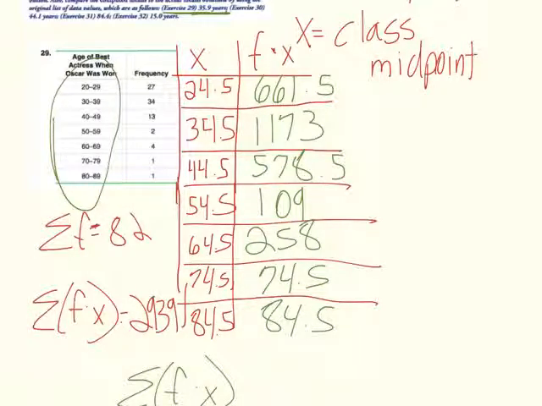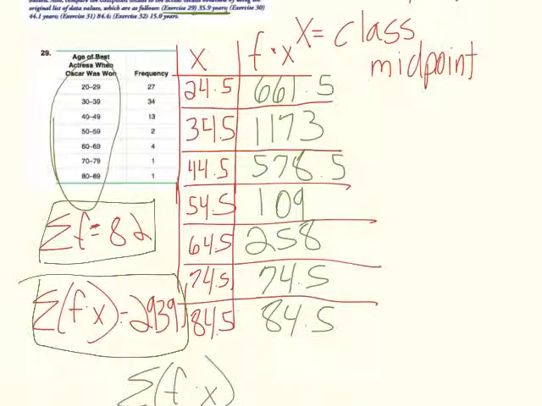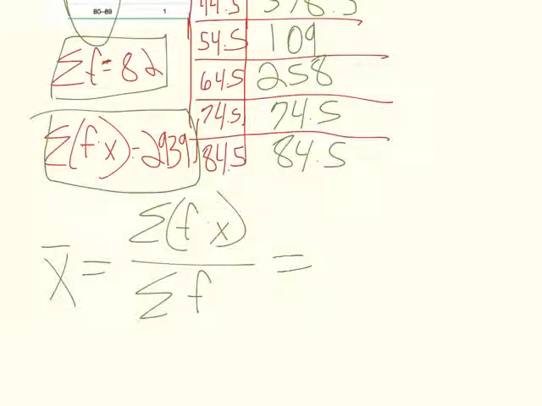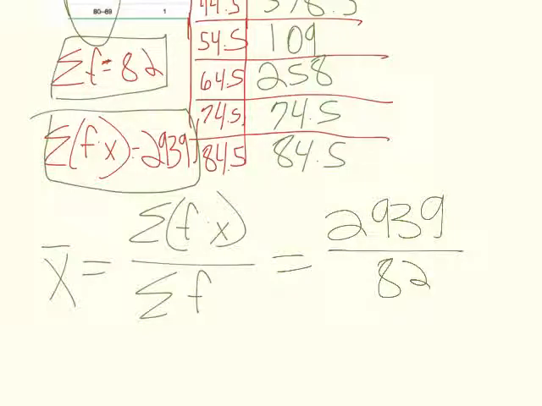Okay, so our sums that we found: the sum of the frequencies is 82, and the sum of f times x is 2,939. And now what we need to do is put those two together in our fraction and calculate that division. Okay, so we're going to have 2,939 on top, 82 on the bottom. See if you can remember our round off rule. Since our data points, actually we don't have much of data points, do we? What we have to go on is the class midpoints.